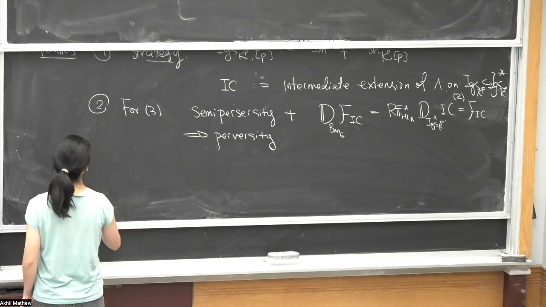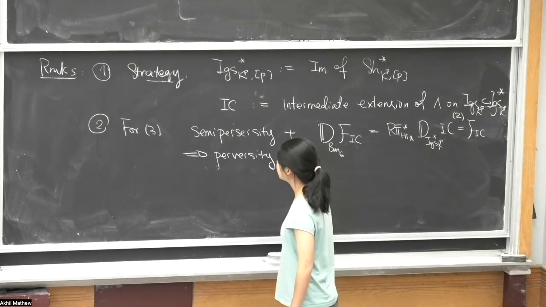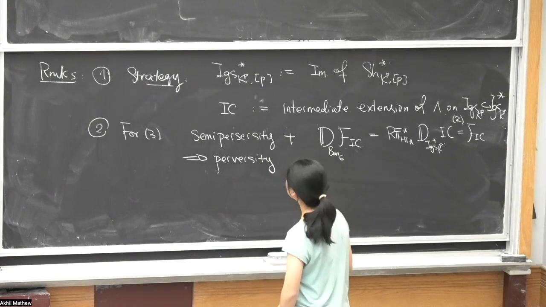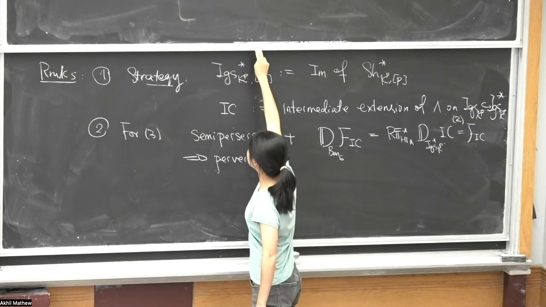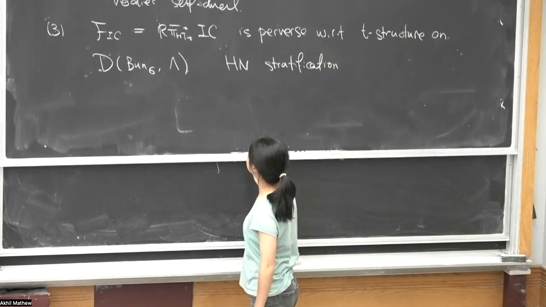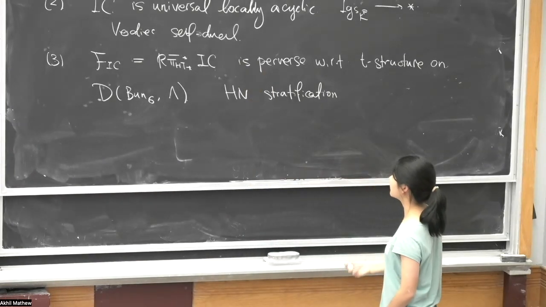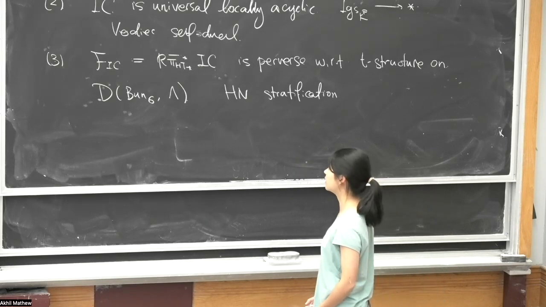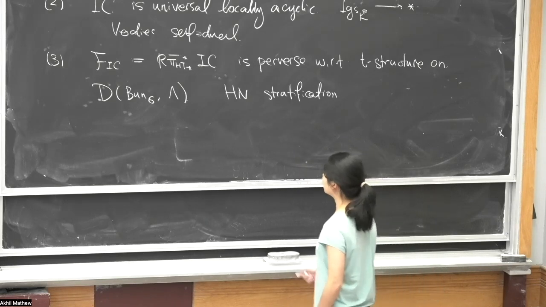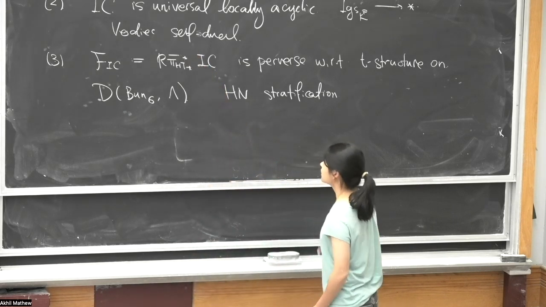And then maybe another remark I can say verbally is that this condition, this property of being universally locally acyclic is a finiteness property, which implies that the IC complex is reflexive, and which eventually leads to the Verdier self-duality.